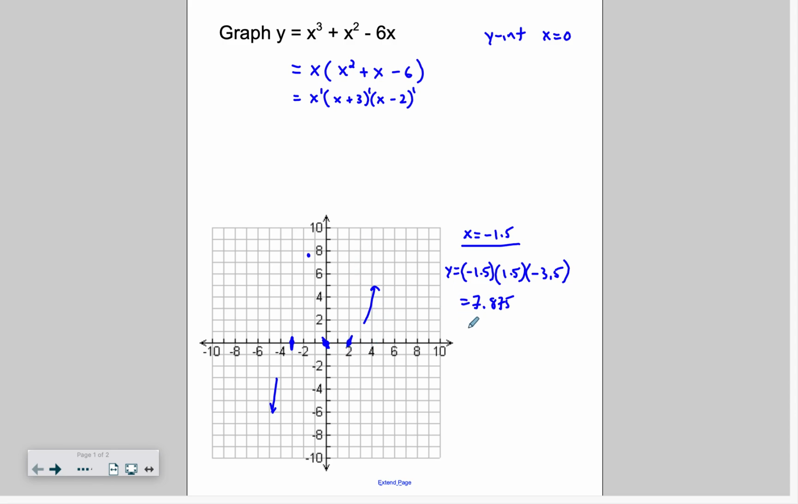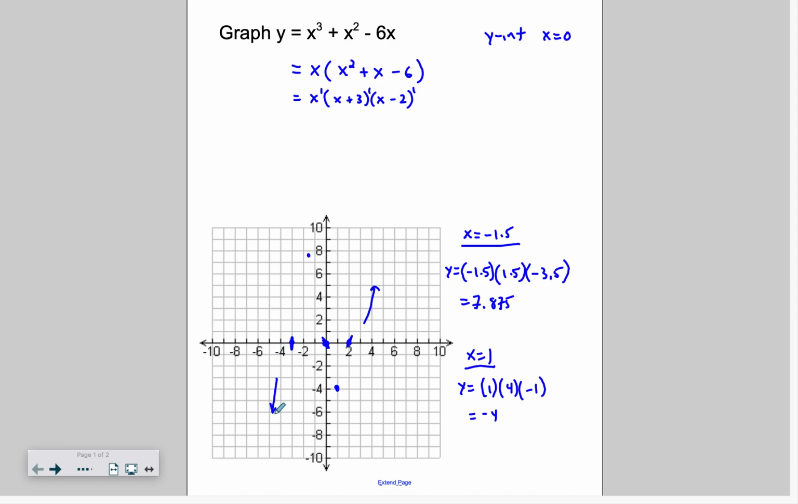If you go to the halfway point down here, that's at x equals 1 between these 2 points, then we get a y value of 1 times 1 plus 3 is 4 times 1 minus 2 is negative 1. Okay, which is negative 4. So down here it will be at negative 4. So now let's finish our polynomial.